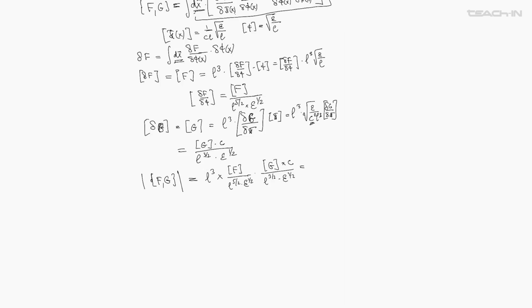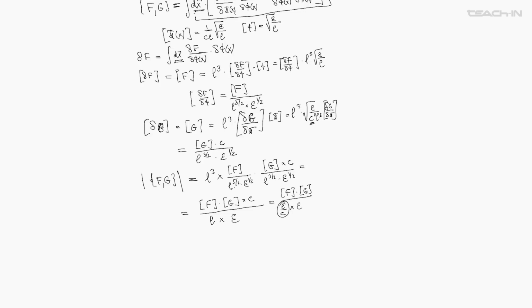And now let's see what we get. So we get the dimension of F multiplied by the dimension of G multiplied by C. Here in the denominator, we get L to the power 8 over 2, so L to the power 4, and L cube in the numerator, so it will leave us L, and then multiplied by energy. And you see that this is the same as F multiplied by G, and the speed of light goes down, so L over C multiplied by energy. And L over C has a dimension of time, so it's time. And energy multiplied by time is the Planck constant.